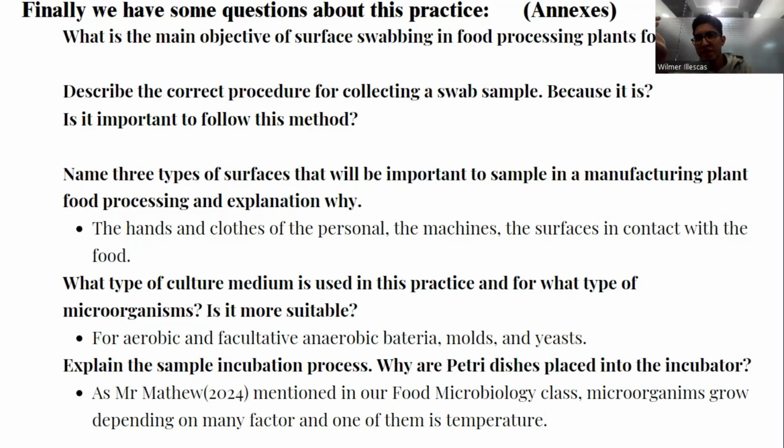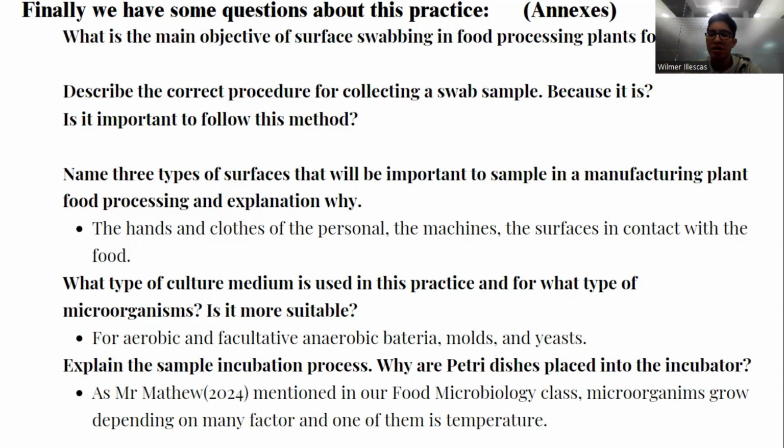Then we have the machines. They are also crucial for this research to be analyzed, because the machines are the places where you are going to prepare that specific product. And if you find out that there are places which are polluted, there are microorganisms which are pathogens, it could be dangerous.